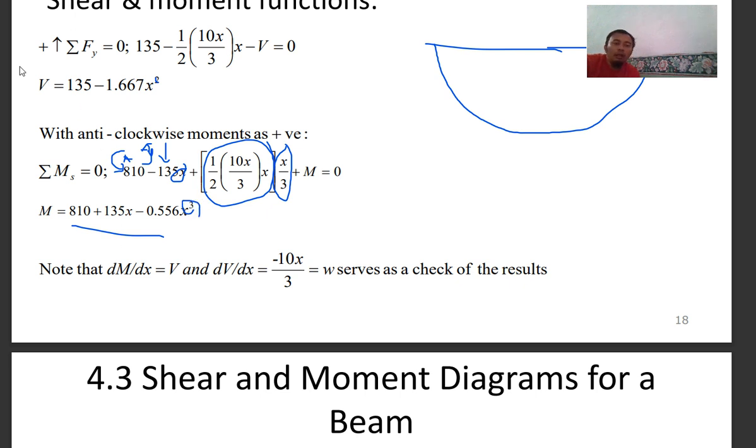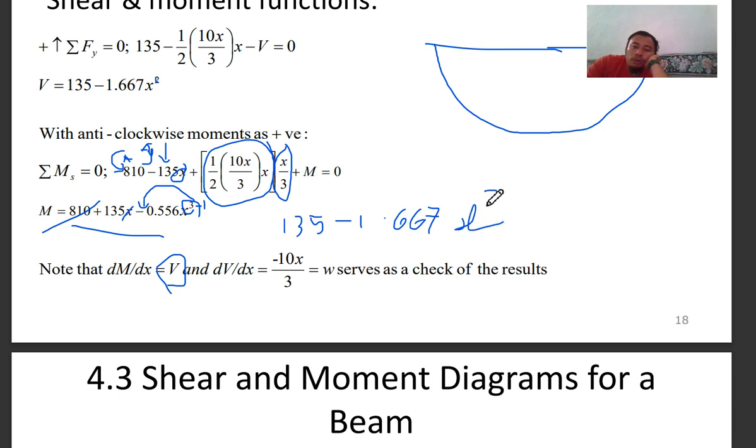And do note that when you differentiate the moment, it will be equal to V. So you differentiate here: 3 times 0.556 minus 1. So this x will be cancelled out. So you get 135 minus 1.667 x to the power of 2.